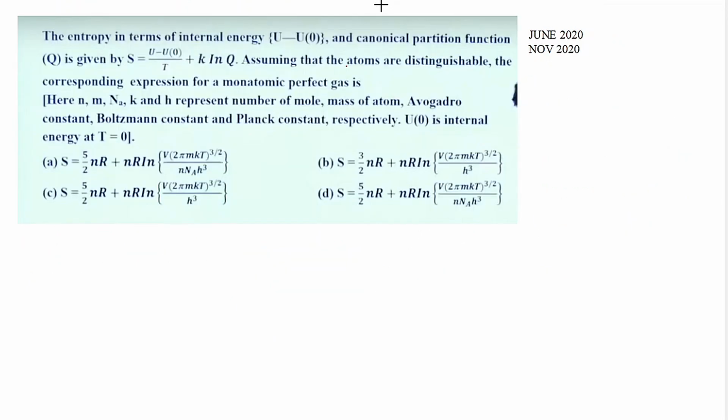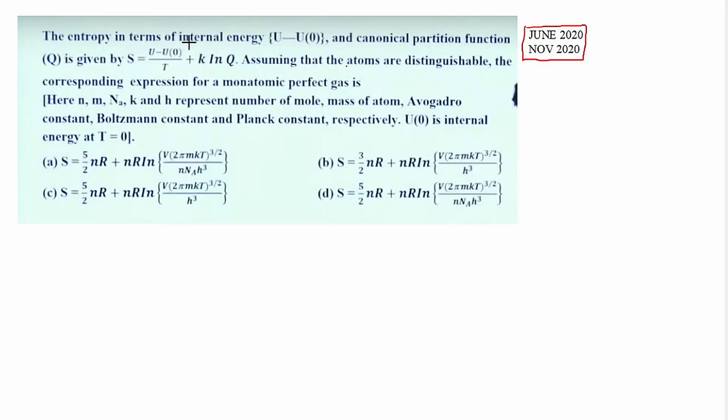Moving on to the last numerical of this video, and this was asked in June 2020. So that was the exam that was taken in November 2020. Now over here we are given the entropy in terms of internal energy, and the canonical partition function Q is given by this particular equation.